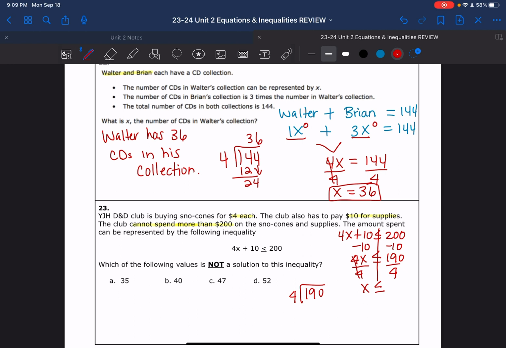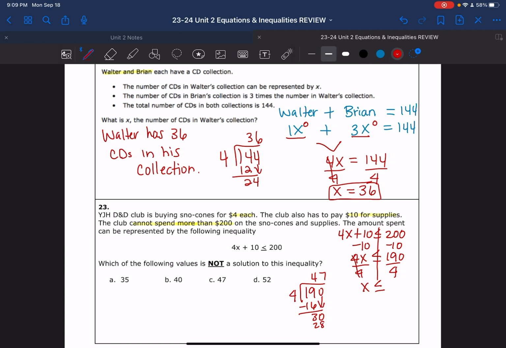4 can go into 19 4 times. That would be 16. And then 3 here, and 4 can go into 30. I believe 4 times 7 will do the trick. That'll be 28. That'd be 2. Add a decimal and a 0. 4 can go into 20 5 times. So here the decimal just goes up. So we have an answer of 47.5.